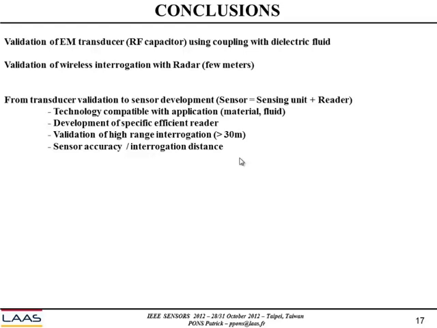To do that, we have to work on a technology which is compatible with the application, choosing the right material, the right fluid, to develop a specific efficient reader for this application, to validate also the interrogation range, we hope up to 30 meters, and also to perform a measurement on sensor accuracy, which is depending on the interrogation distance. Just to add a few words, we have already developed in our lab and validated the principle of pressure sensor, stress sensor, gas sensors, and also temperature sensor using another principle. And we start to work now on radiation sensors.